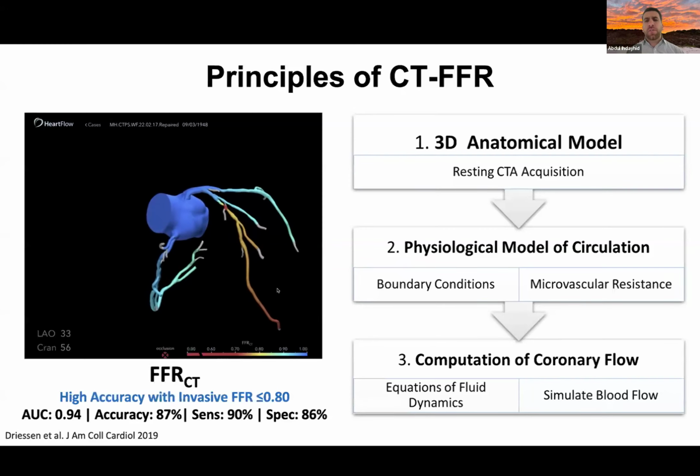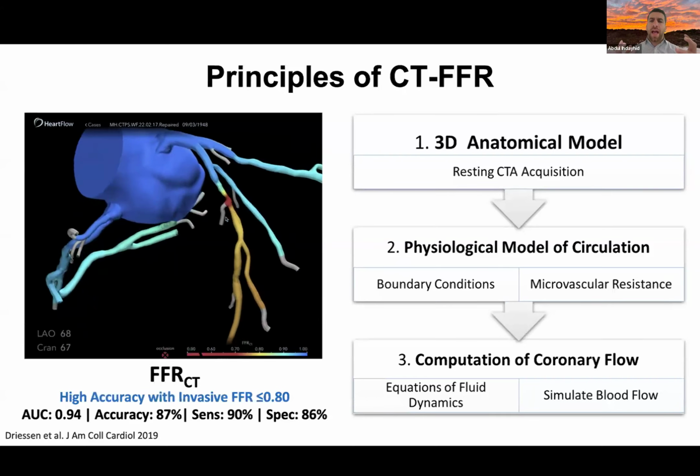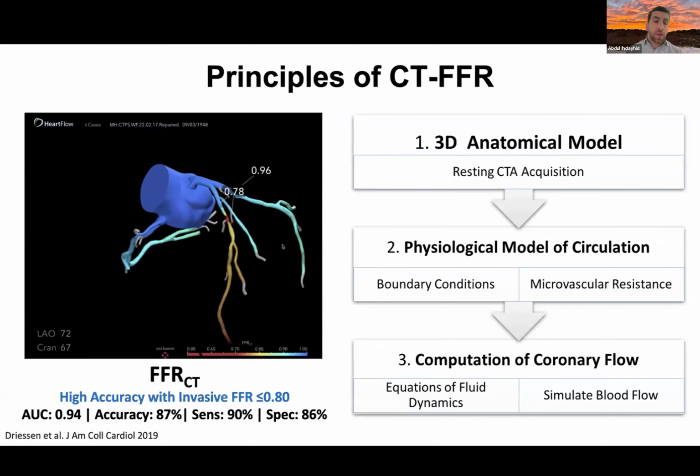At an engineering level, you really need three key principles. You need a three-dimensional anatomical model, or a geometry, of the coronary arteries. We make assumptions about the physiological model of circulation with boundary conditions and the microvascular resistance, and then we compute the coronary flow using the equations of fluid dynamics and supercomputers. And this is more of a technical slide, which I'll skip.